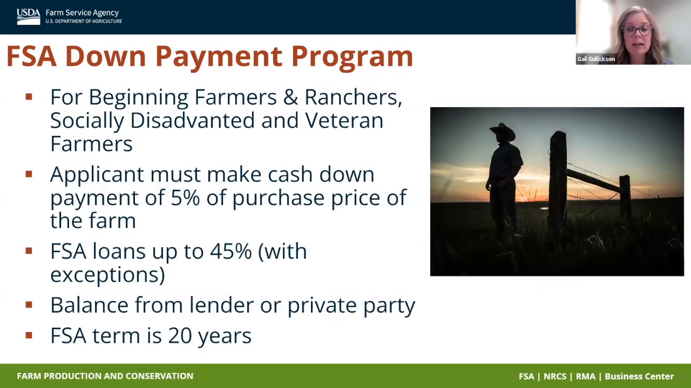The applicant must provide a minimum down payment, a cash down payment of 5% of the purchase price of the farm. FSA will loan up to 45% with some exceptions, and the balance will come from a lender or private party. FSA's loan term is going to be at that 20 years, and the interest rate for down payment loans will be our regular farm ownership rate minus 4%, but in no case is it going to go less than 1.5%. Down payment loans can be combined with that FSA joint financing loans.